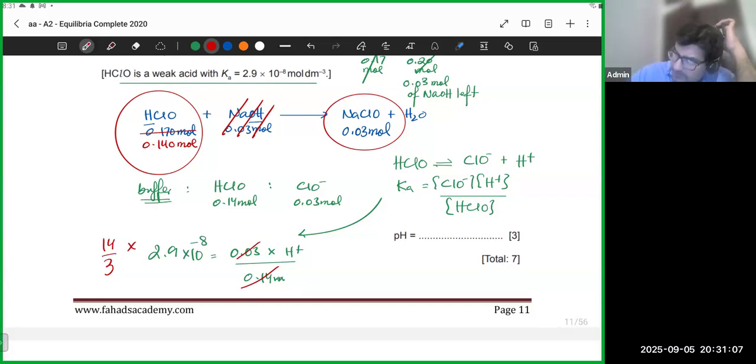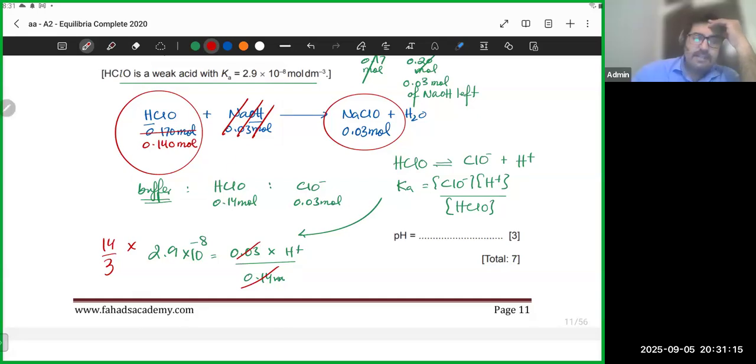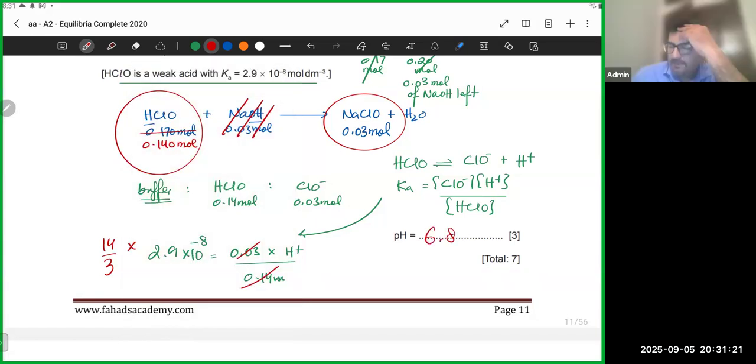Anyone try and do this quickly? Hala, middle. Say 1.35 times 10 to the power minus 7, but take the negative log as well. Oh, 6.87. Yeah, so we're getting 6.87, right? So that's our pH.